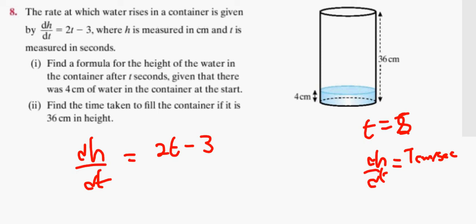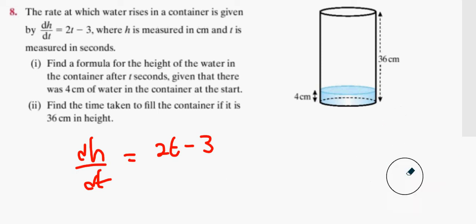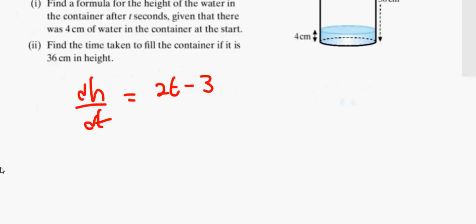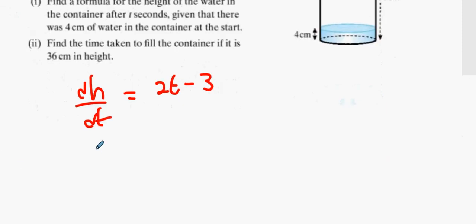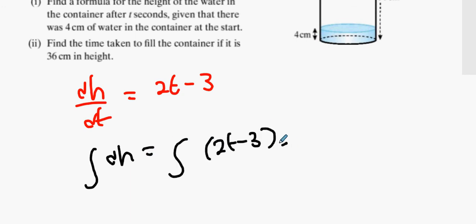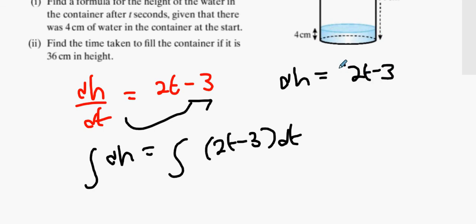Okay, now this is the rate. We're looking for the actual height. So what do we need to do? Yeah, we're in the integration chapter. Let's take a wild guess and integrate. Integrate dh. Integrate 2t minus 3 dt. We basically brought up the dt, so it's h equals the integral of 2t minus 3 dt. We all good?